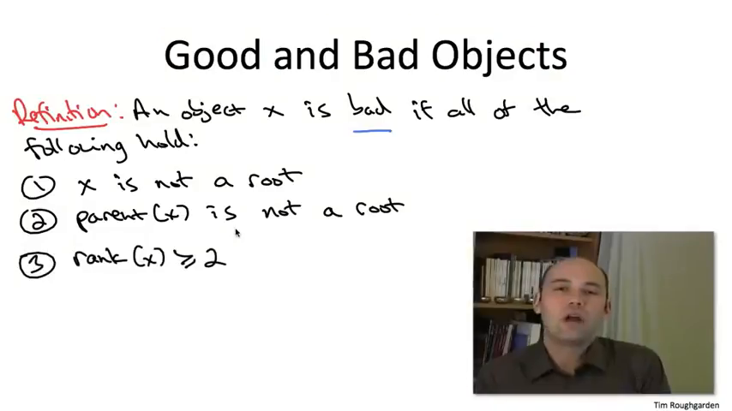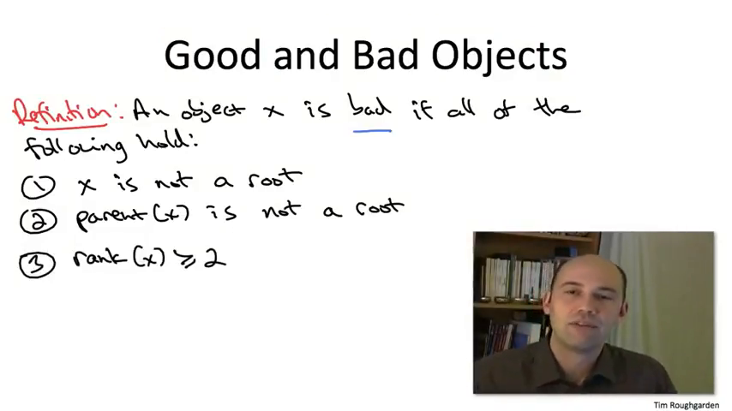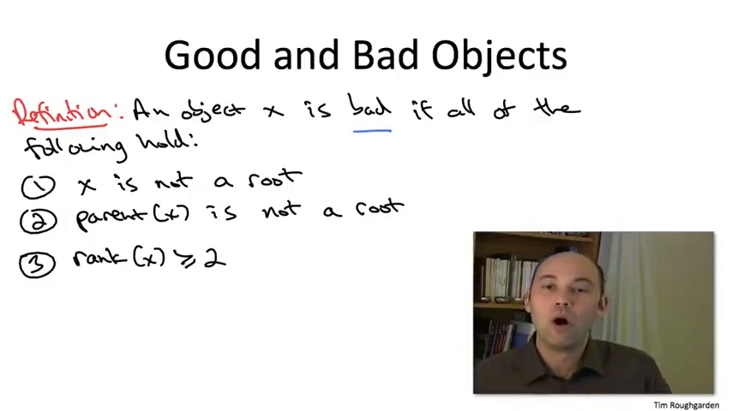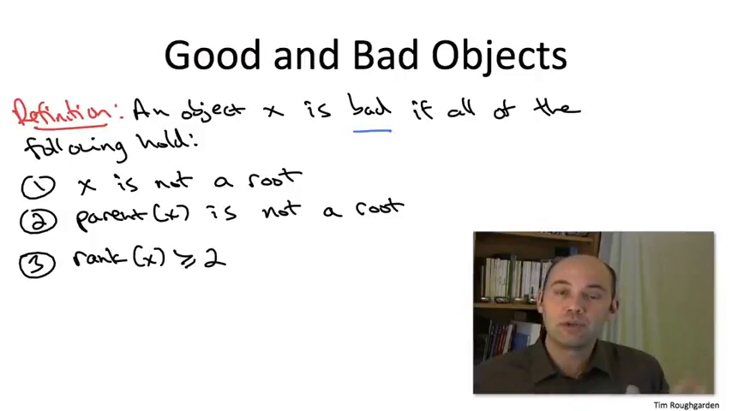The third criterion is not conceptually important, it's just for technical convenience, sort of an artifact of the way I've defined the inverse Ackermann function. We're going to give nodes that have rank 0 or 1 also a free pass. So in order to be bad, we're only going to worry about the case where the rank is at least 2.